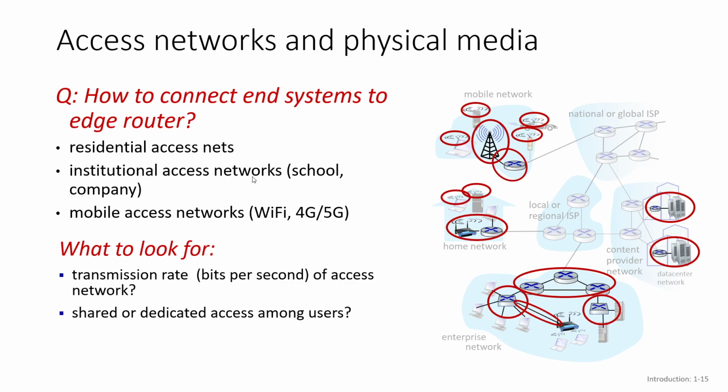You have institutional access network. For example, the one you will find in a bank, like FNB. When you go to FNB, you can connect to their own internet network where they say, okay, we give you internet for free. This is through the FNB institutional access network.